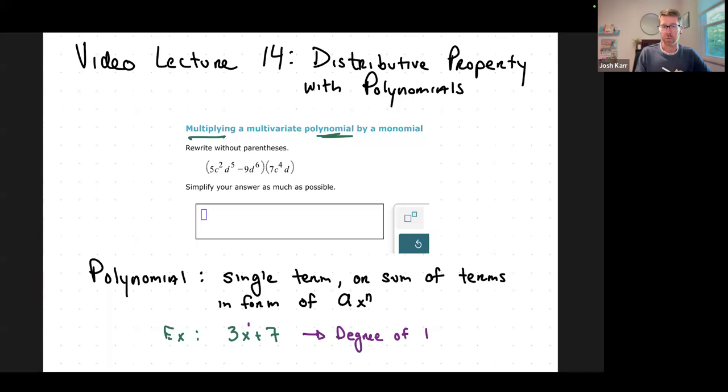Additionally, we talk about polynomials in terms of how many terms they have, how many pieces make up the polynomial. This polynomial is made up of 2 pieces, so we would call this a binomial. Something that's a single piece, like just 3x, would be a monomial.